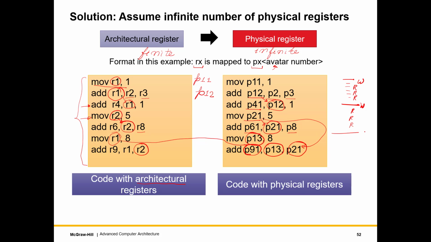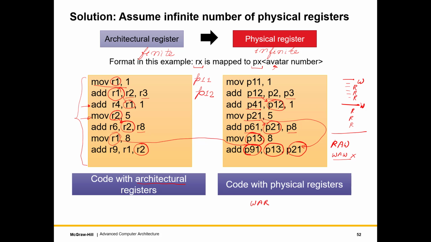So let us look at each of our dependencies. The read after write dependency holds because we are always reading the latest version. Write after write dependencies, well, there are none because we are assuming that we have an infinite number of physical registers. So we will never actually write to the same register twice. Given that, there will be no write after write dependencies, hence we do not have to bother about them. What about write after read dependencies? Well, again, we will not have to bother because the read is using the previous avatar.